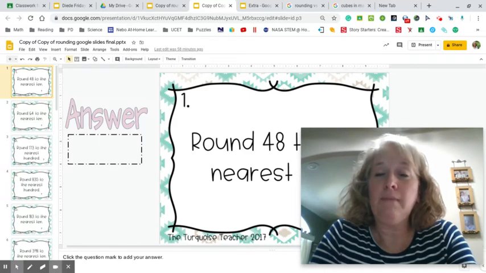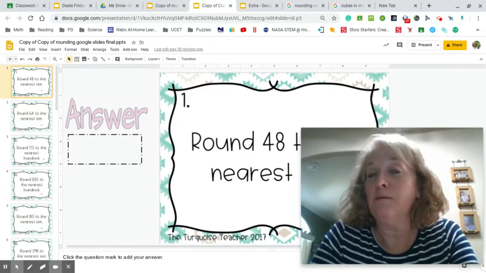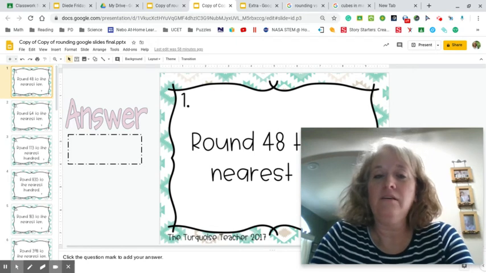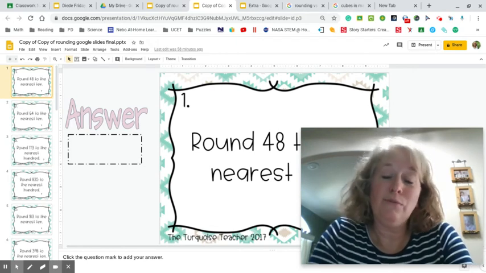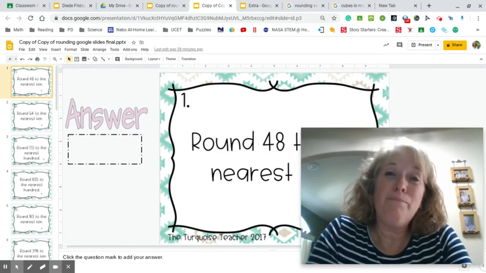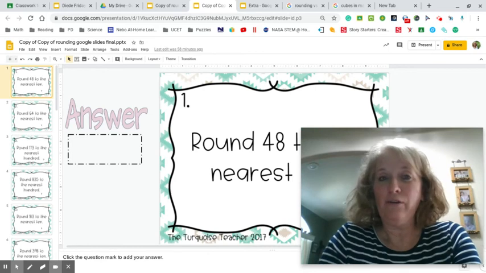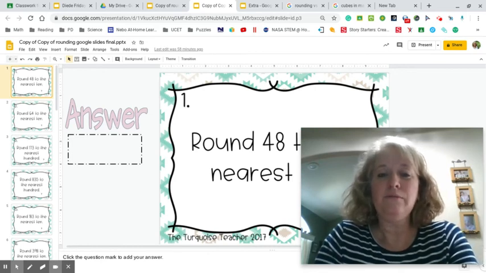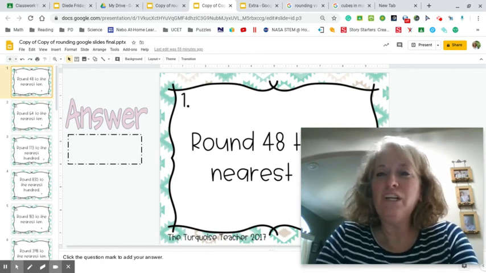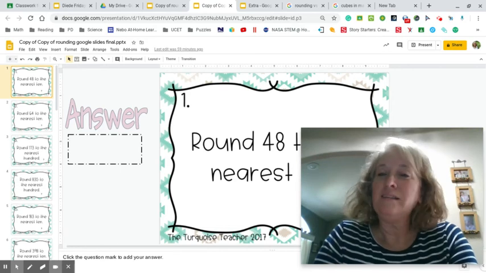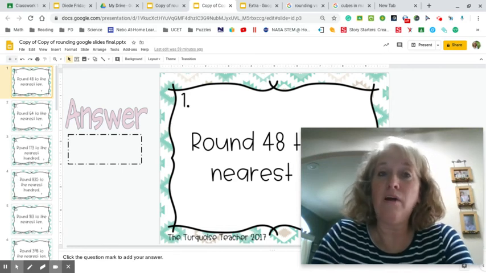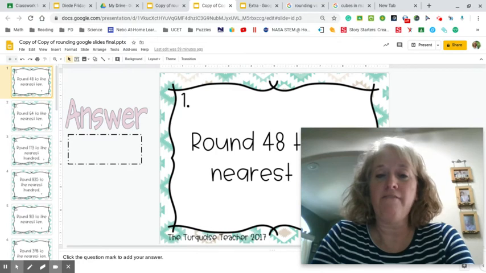whereas estimating is another way of making numbers easier to work with. But we still don't need to know exactly how many, we just need to know about how many we need. So it's a new number. We don't start with a number or anything. Estimating is just a really good guess.